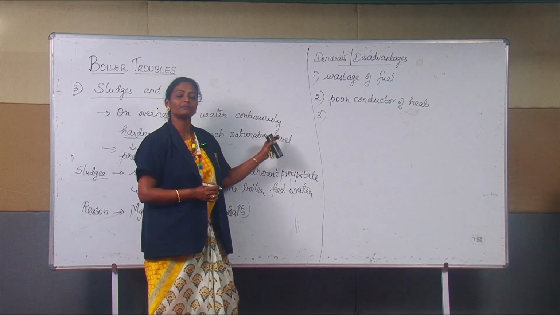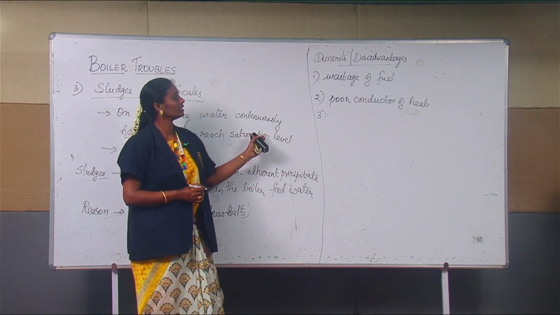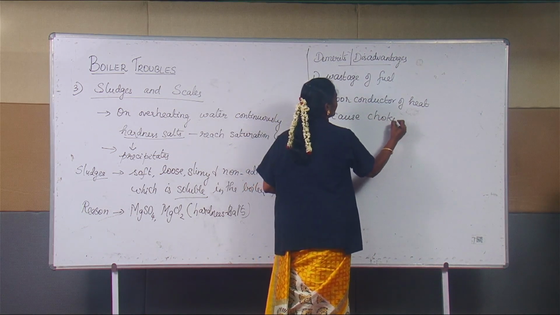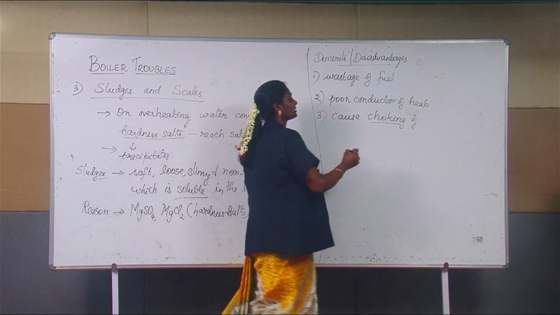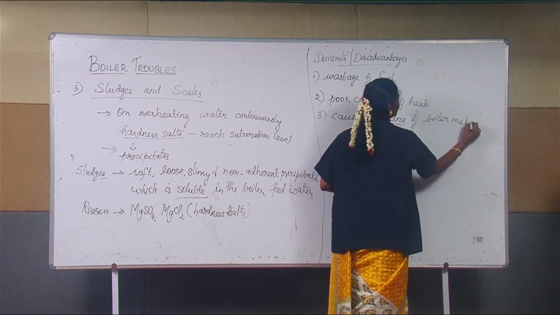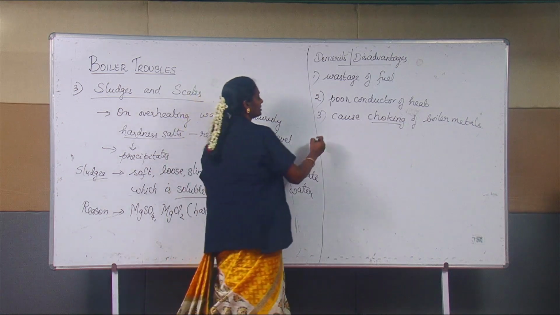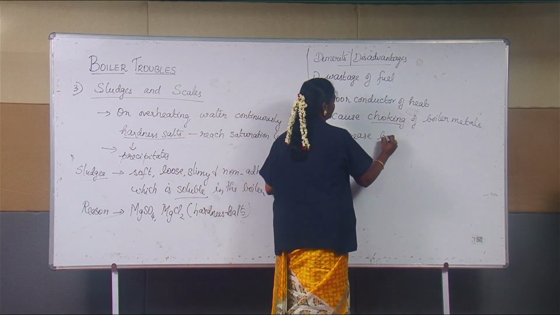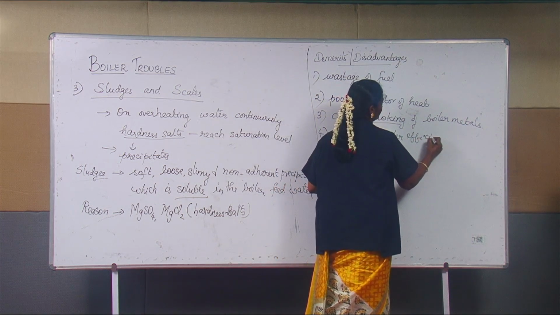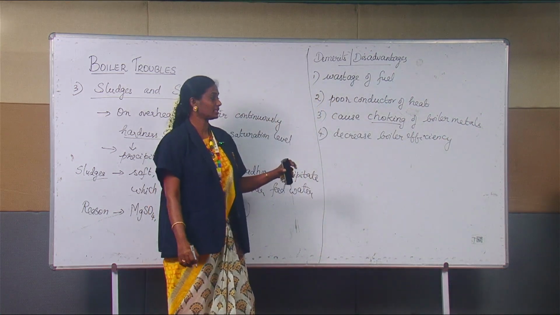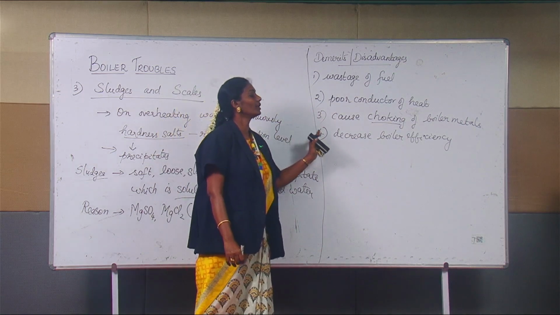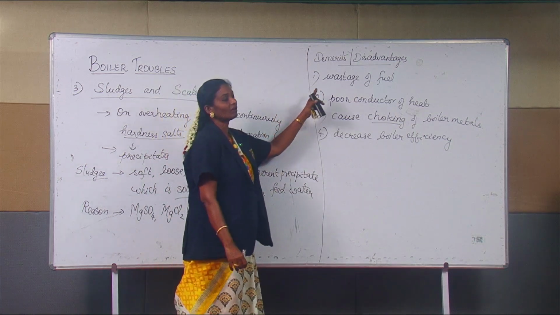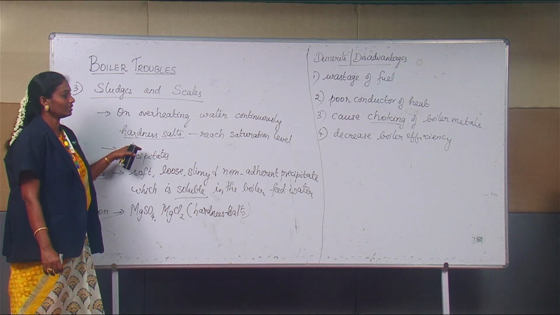Third, these sludges will choke up the valves, vents or pipelines, and by which it would decrease the efficiency of the boiler in producing steam. Cause choking of boiler metals. Number 4, it would decrease the boiler efficiency. So the boiler will not be able to efficiently produce steam, and we will not be able to convert the water completely into steam. That would result in the decrease of boiler efficiency. These are some of the demerits or disadvantages of sludge formation in boiler feed water.